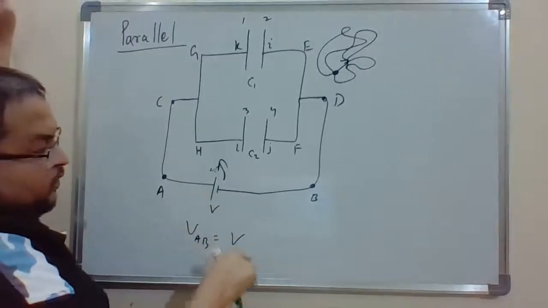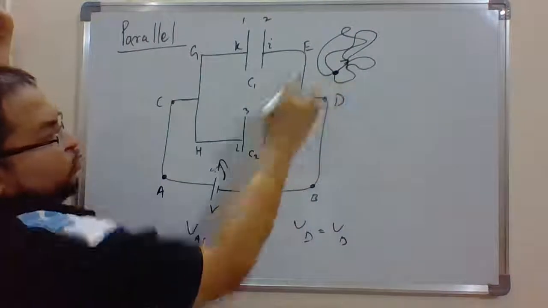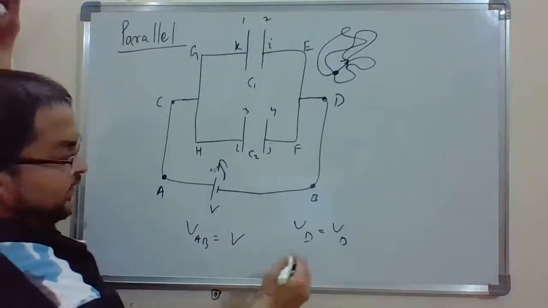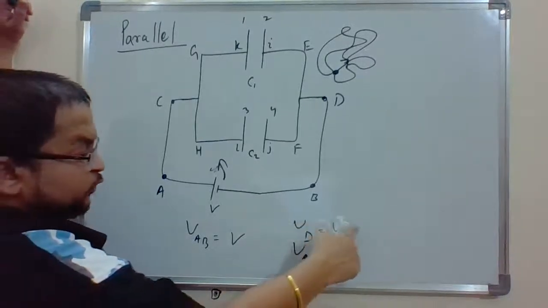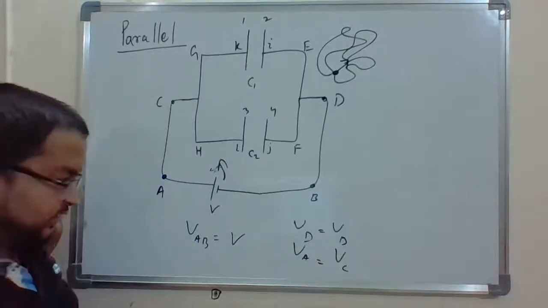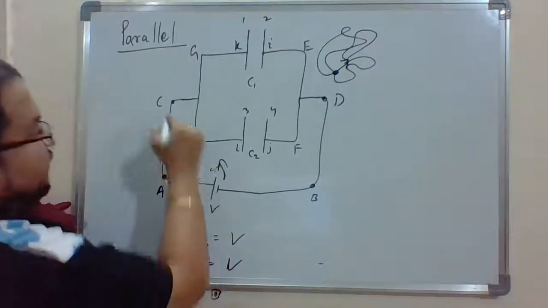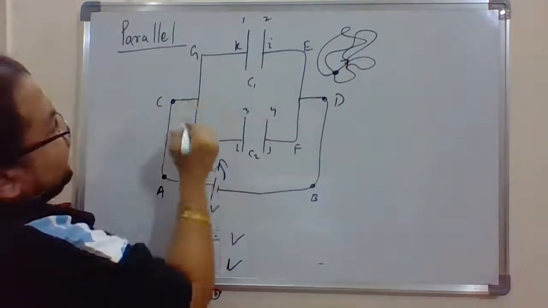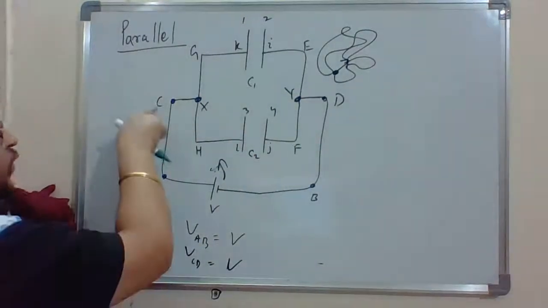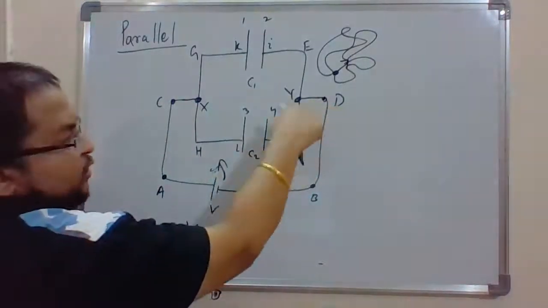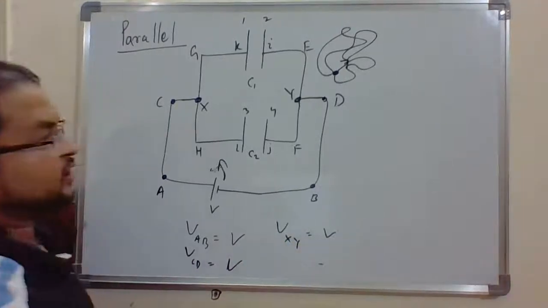Now, can I say that potential of D equals potential of B, because these two are connected through a wire and there's nothing else in between them? Similarly, can I say potential of A is equal to potential of C, right? If VD equals VB and VA equals VC, can I say that VCD is also V, across these 2 points? If I take these 2 points, X and Y, similarly C and X will be at the same potential, and D and Y will also be at the same potential. So can I say VXY will also be V, right?